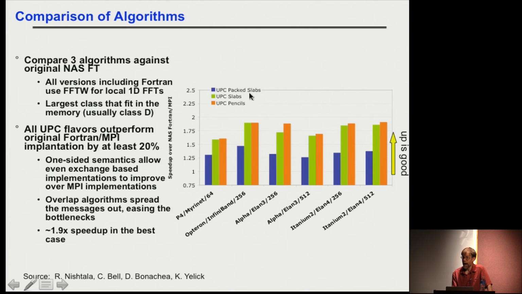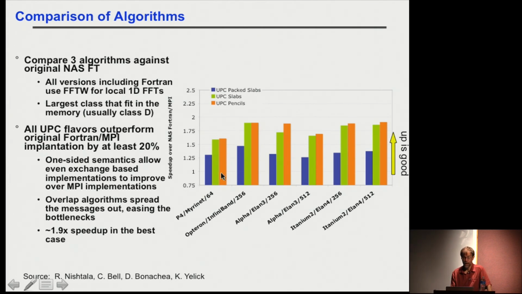The blue is packed slabs, so that's the fewest large messages. The green is slabs, so middle size, more messages. And orange is pencils, where you send many, many tiny messages. And so you can see, up is good, it gets up to 1.9 times faster than the best possible Fortran plus MPI code by letting all of this overlapping happen. And you get a big benefit by going from packed slabs to slabs, and then you get a little bit more benefit from going all the way to pencils. So that's the total speedup that was gotten.